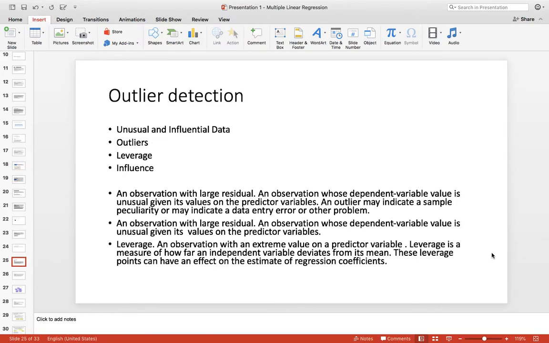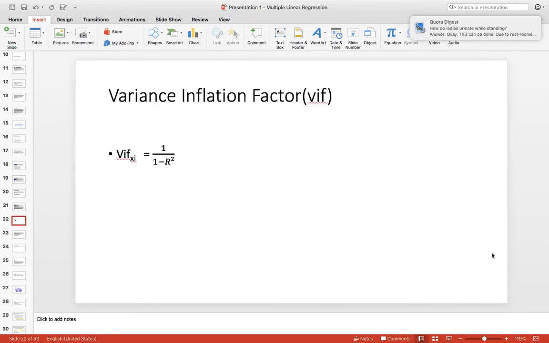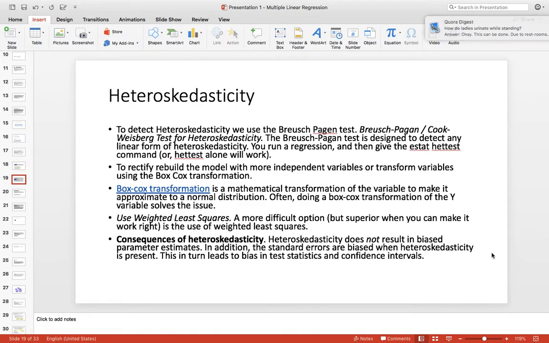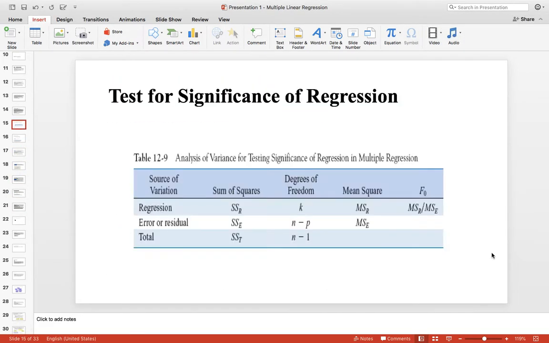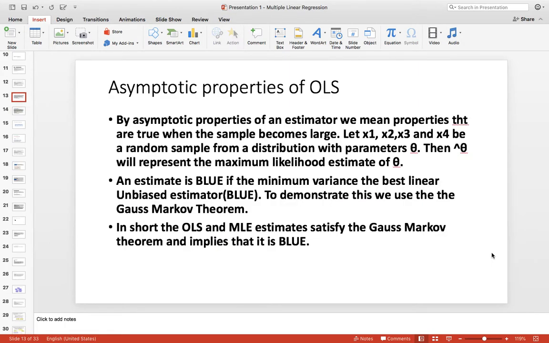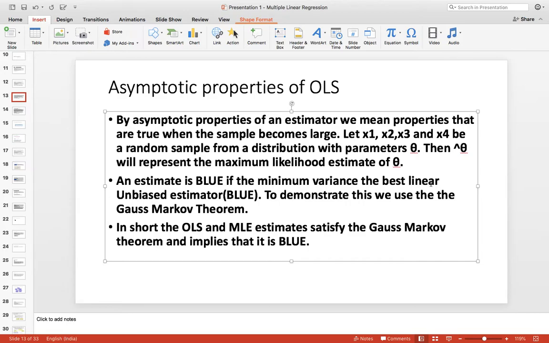Okay, now we have gone through this whole process of testing the regression coefficients and then determining whether they were significant or not. So that brings us to what is now called the asymptotic properties of OLS. And by asymptotic properties of an estimator, we mean properties that are true when the sample becomes large. So whatever properties it has for a small sample should apply for a large sample. And that is what you mean by asymptotic properties.